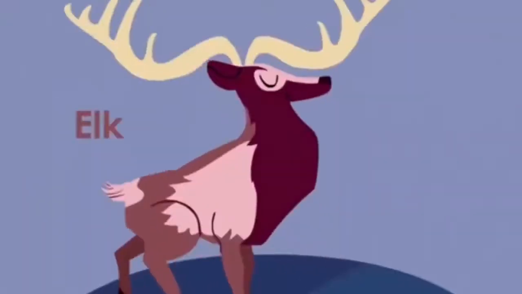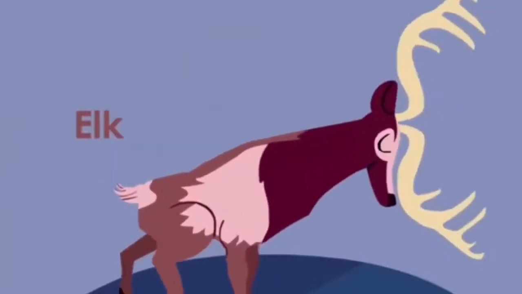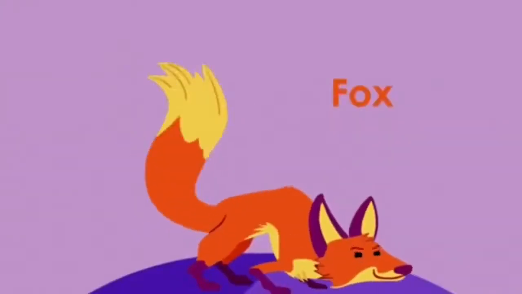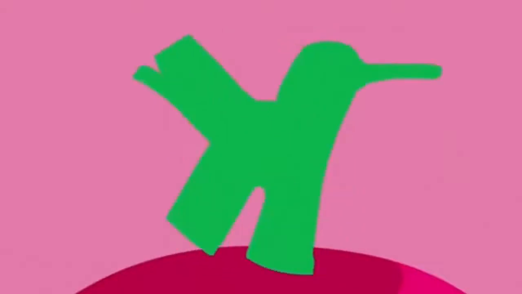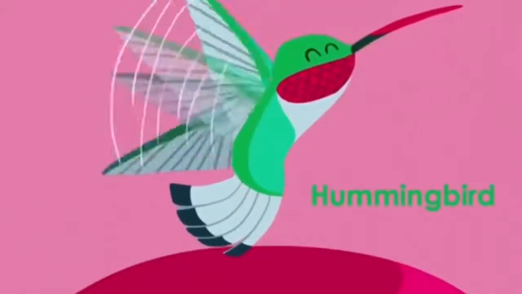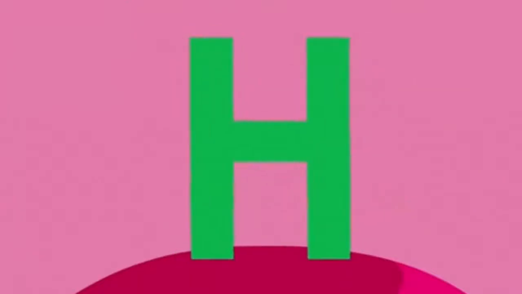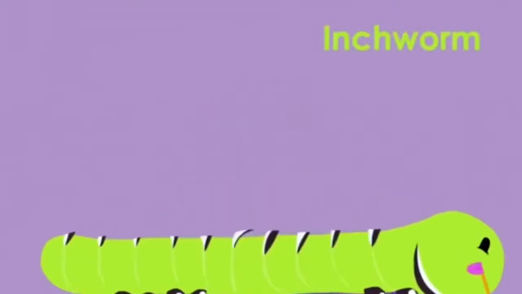E is for elk. F is for fox. G is for goat. H is for hummingbird. I is for inchworm.